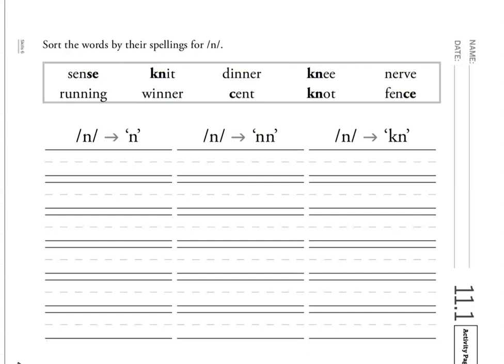The first word is sense. What letter represents the sound in this word? That's right, N. The next word is knit. What letters represent the sound in this word? K-N. The next word is dinner. N-N. The next word is knee. K-N. The next word is nerve.